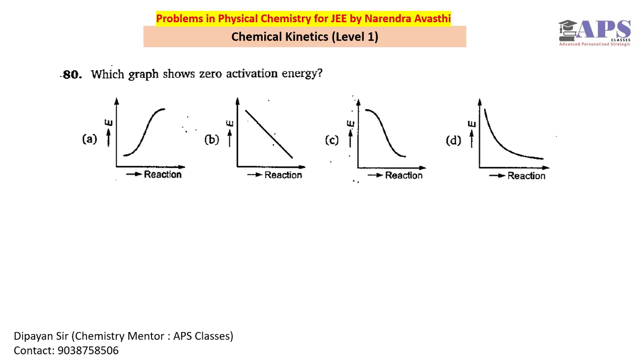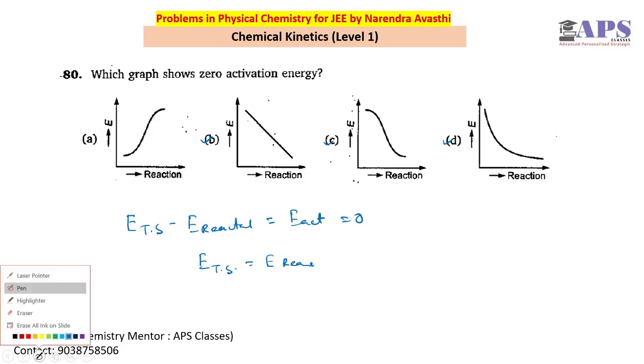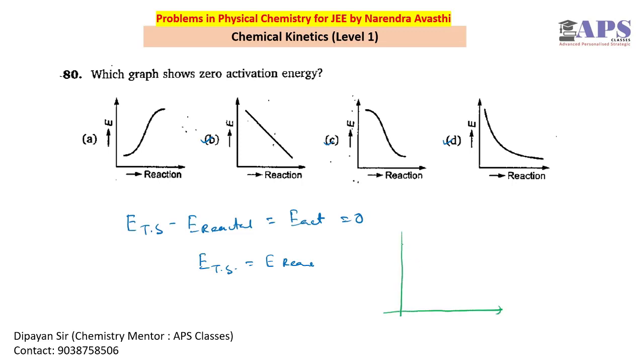For this question, we have to find the case of zero activation energy. What is activation energy? Activation energy is nothing but the energy of the transition state minus the energy of the reactant. So if activation energy is zero, then the energy of the transition state equals the energy of the reactant. In options B, C, D, all three have the same situation, but we know that generally the graph will look like this, so option C will be the more correct option.